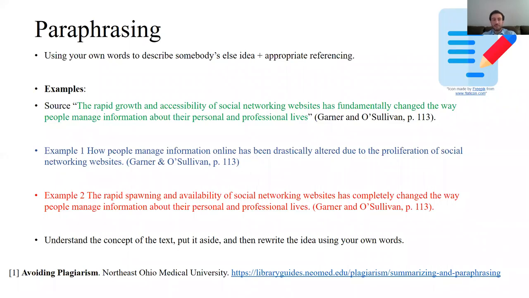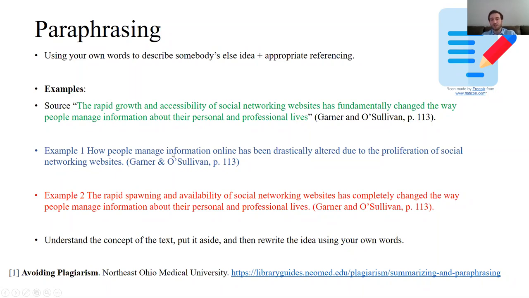The acceptable example is example one, which is using your own words to describe the same idea. This is called paraphrasing. It's fine to use certain words from the same source, but you have to give appropriate credit. But you can't just take it word by word, and example two is an example of word by word. Let's say we start from people manage information. So we're starting with how people manage information, which is the second part of the source. And we didn't take it word by word. We just use people manage information, but we change the structure.